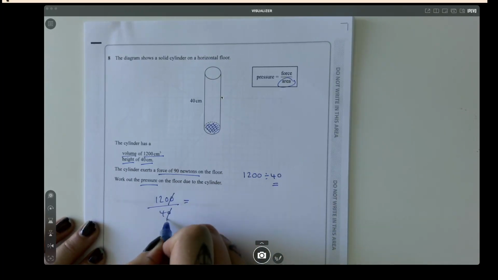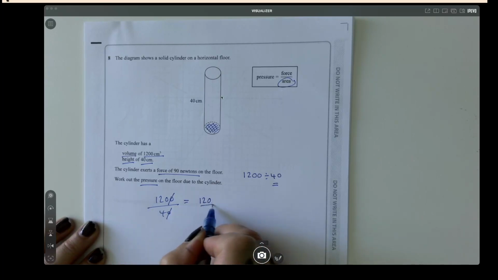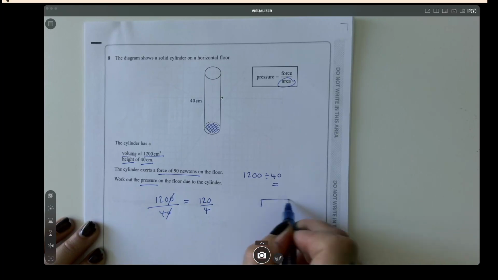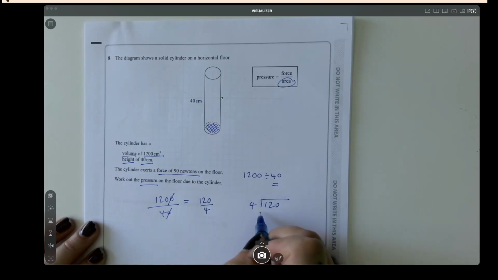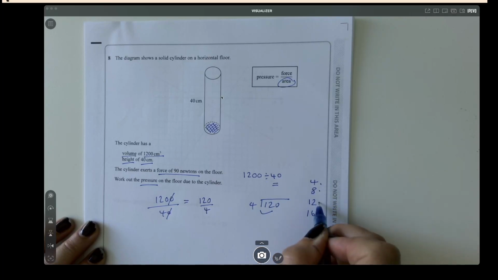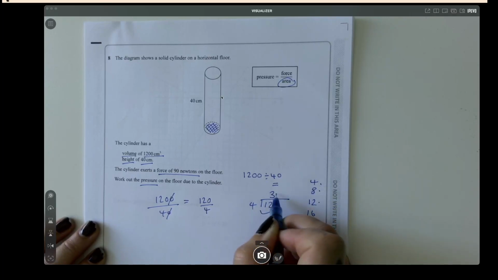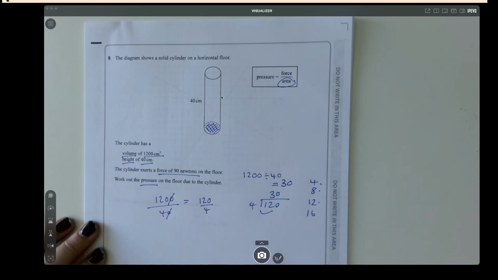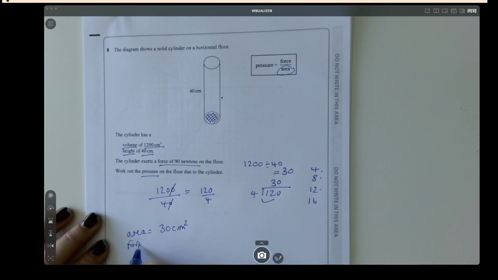Well, I can divide top and bottom by 10. So then I'm doing 120 divided by 4, which makes my life a little bit easier. So 4's into 12. 4, 8, 12, 1, 2, 3. No remainder, so the answer is 30. So the area is 30 centimetres squared. The force is 90 newtons.